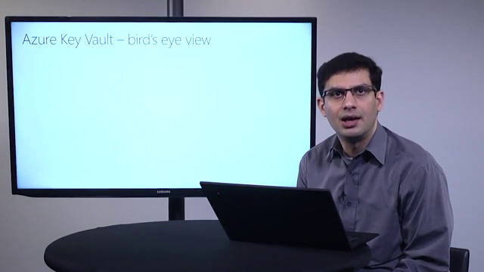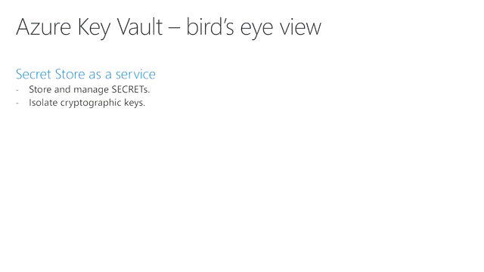So we have a service called Azure Key Vault. What is it? Azure Key Vault is a secret store as a service. So you don't have to deploy your own software. Once you have an Azure subscription, you can start using Azure Key Vault right away. It's there for you. It's managed by Microsoft. You can use it to store and manage your secrets. And by secrets, I mean things like certificates, connection strings, passwords again.